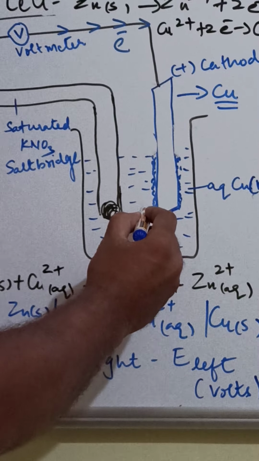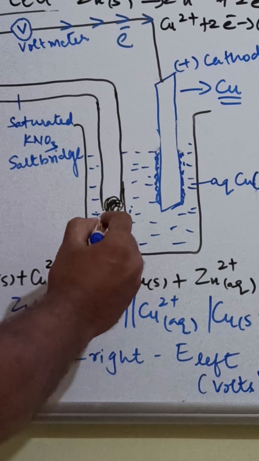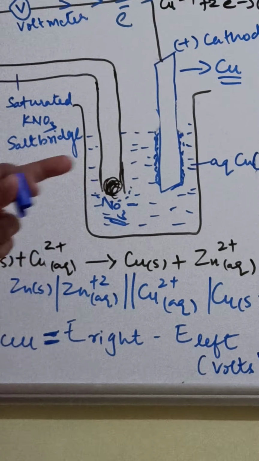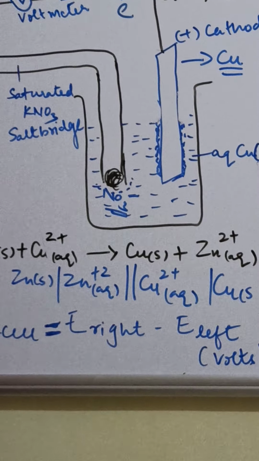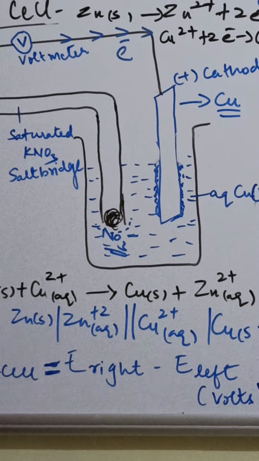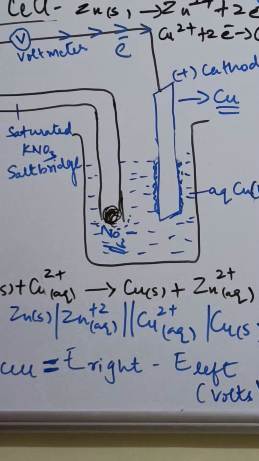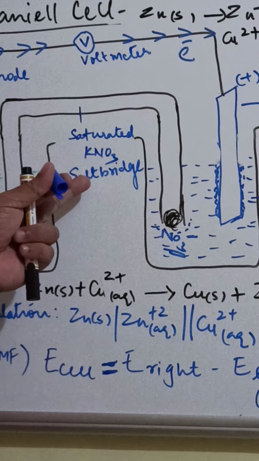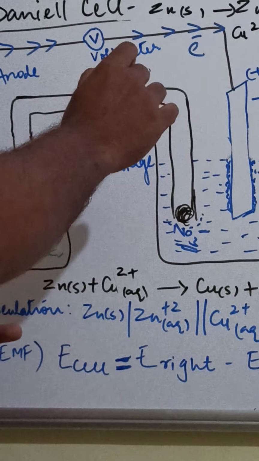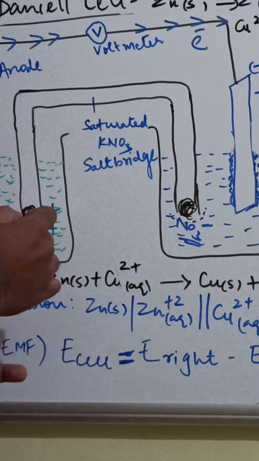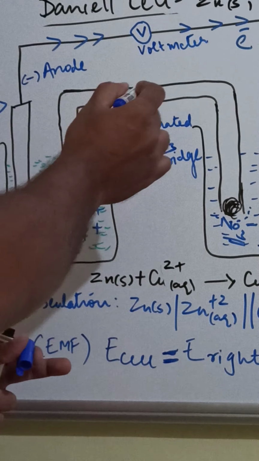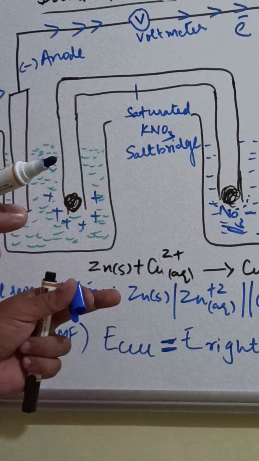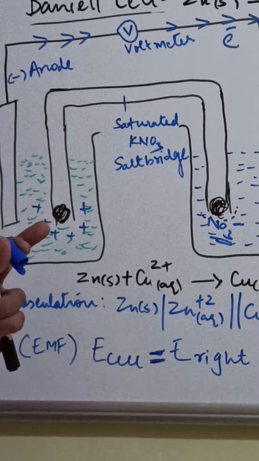You will have more NO3 minus ions here. So this will become negative. So a polarity is developed. Now to maintain electrical neutrality of the solution, you have KNO3, saturated potassium nitrate, used in this salt bridge. So here NO3 minus ions will travel to the salt bridge and will come over here and diffuse the situation of polarization.